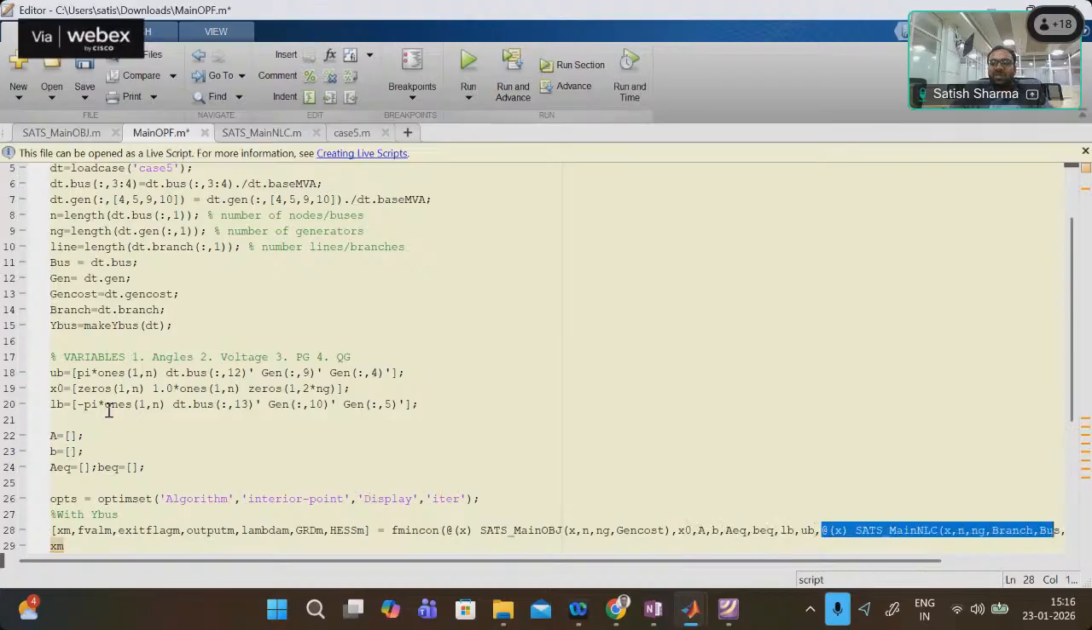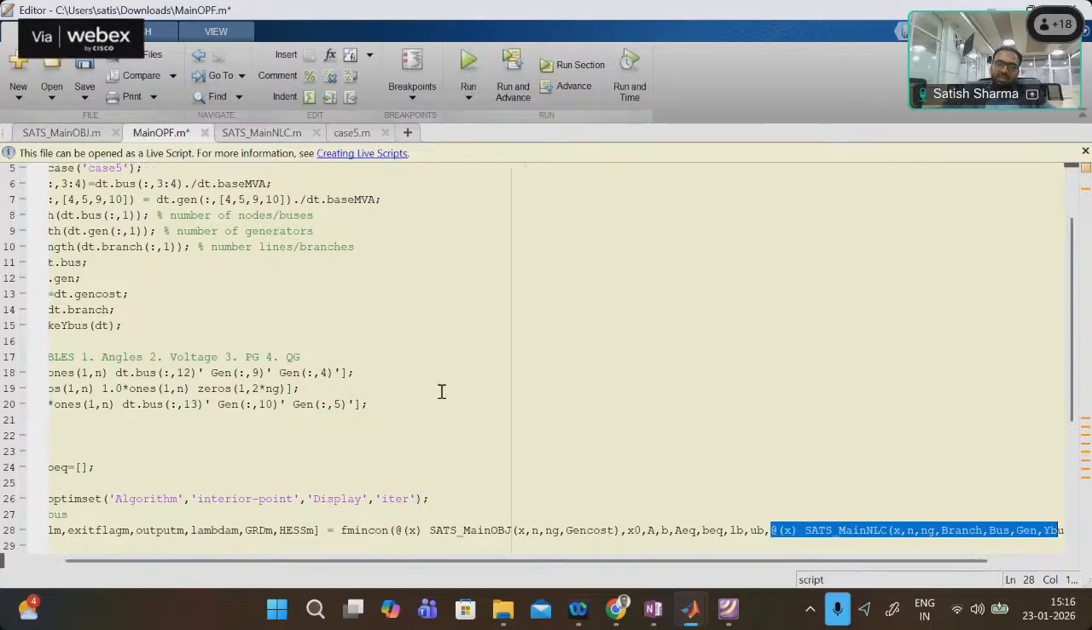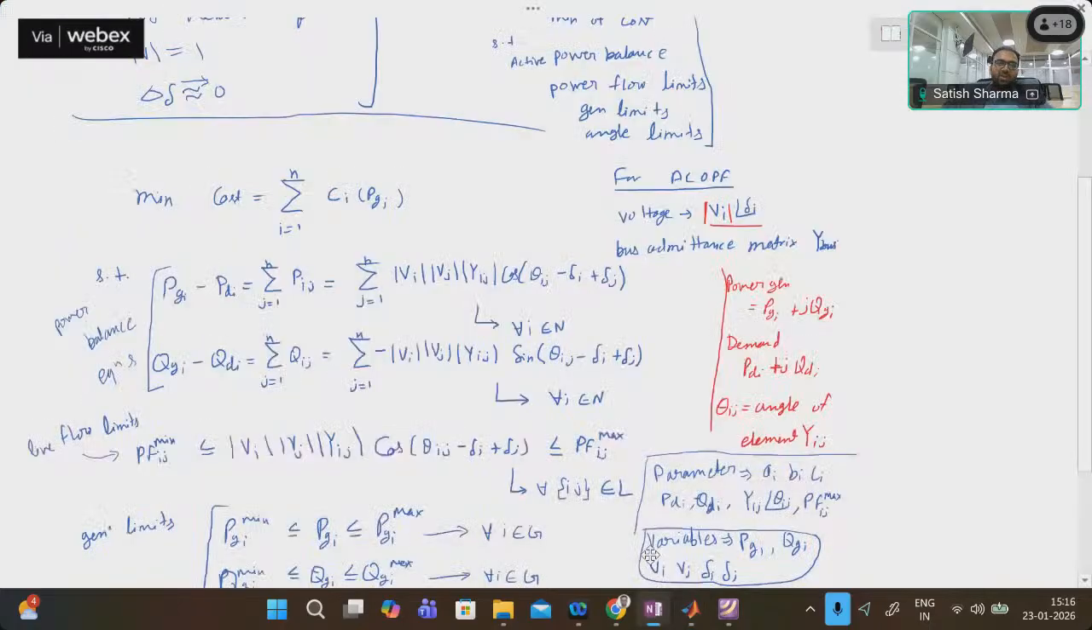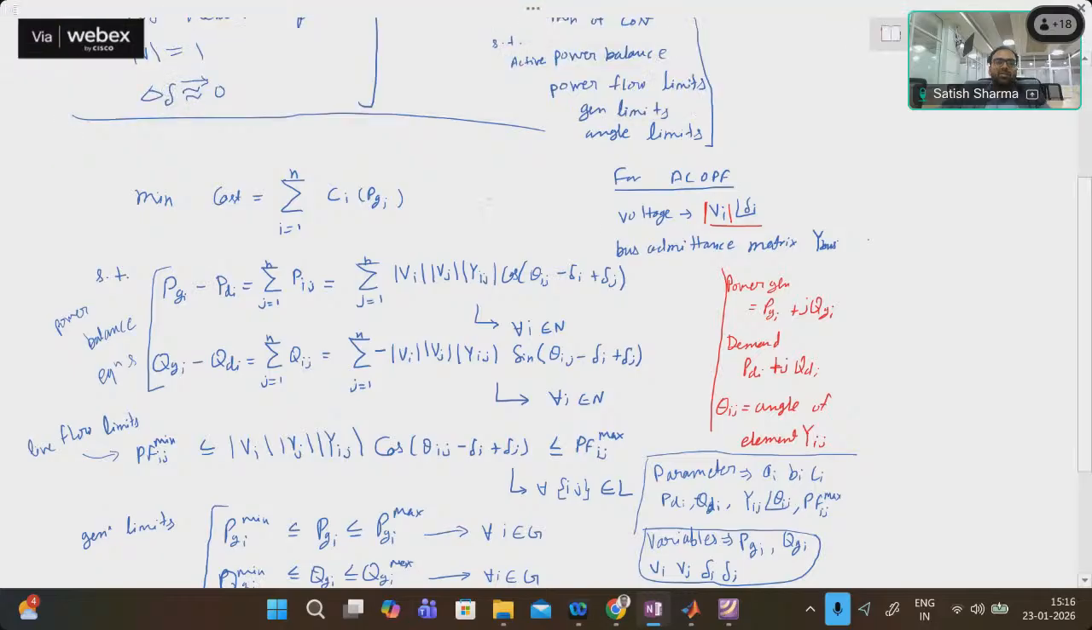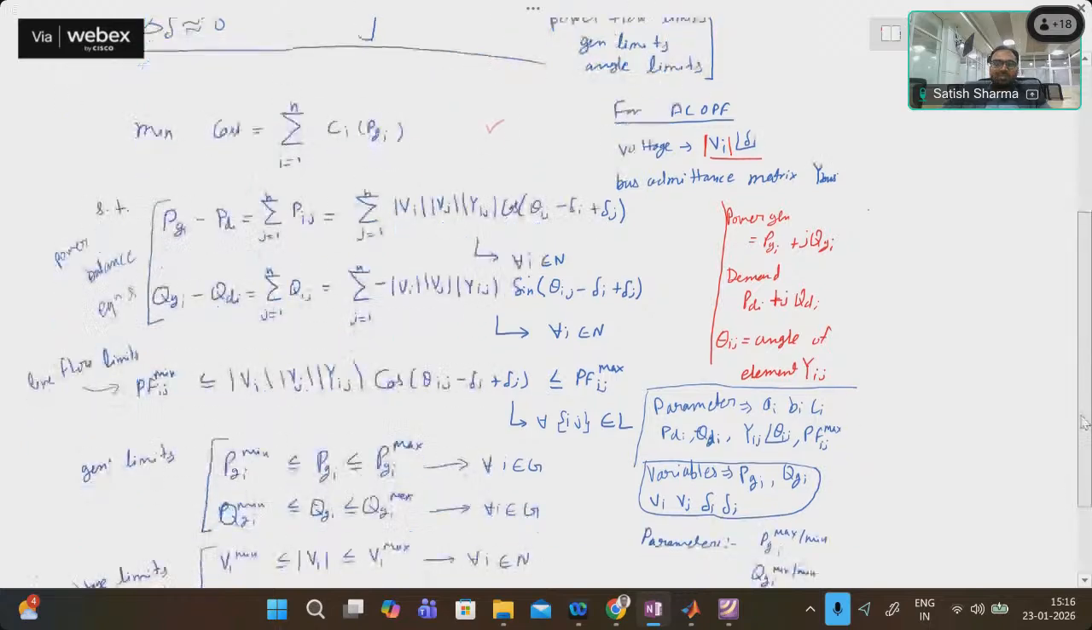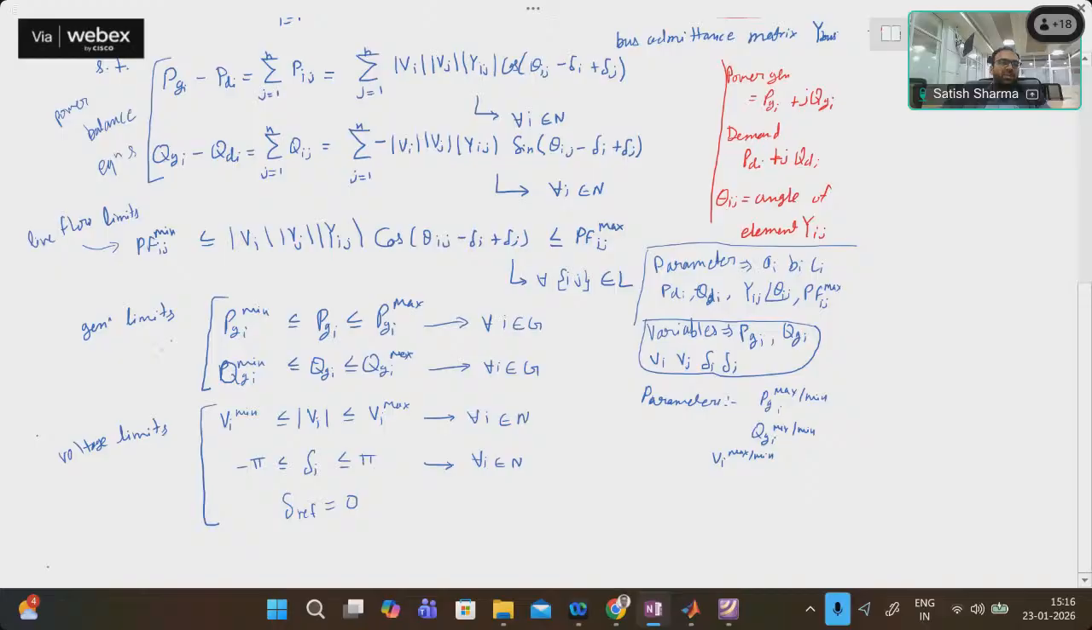So everything else has been defined. These constraints need to be defined. So if you see, we have defined our objective function already. We have defined our generation limits, our voltage limit.